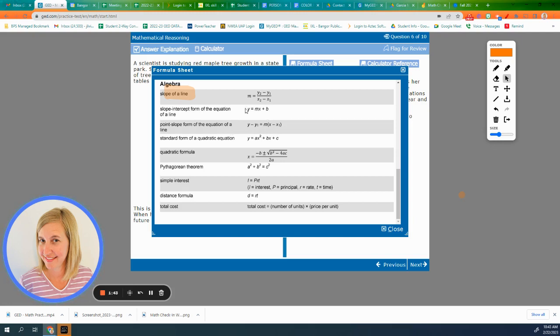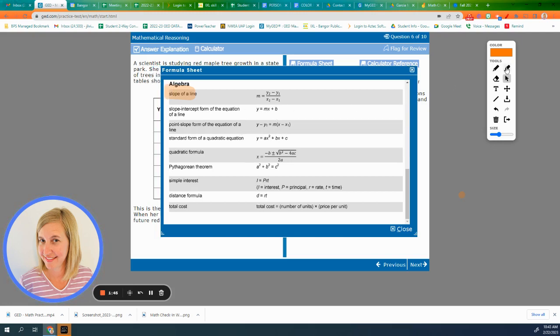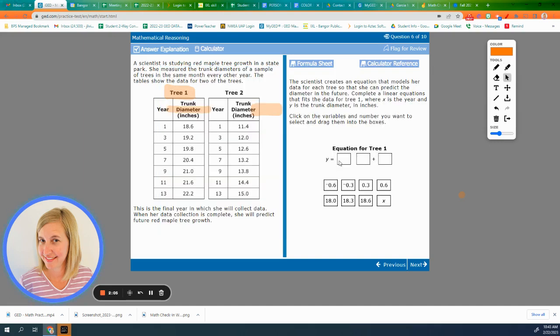Well, right off the bat, do you notice that one of these equations looks like what we had? We had y equals blank blank plus blank. And I can see that that fits y equals mx plus b, and that is the slope-intercept form of the equation of a line. So I'm going to hop out of this formula sheet, come back here and write that down: y equals mx plus b.